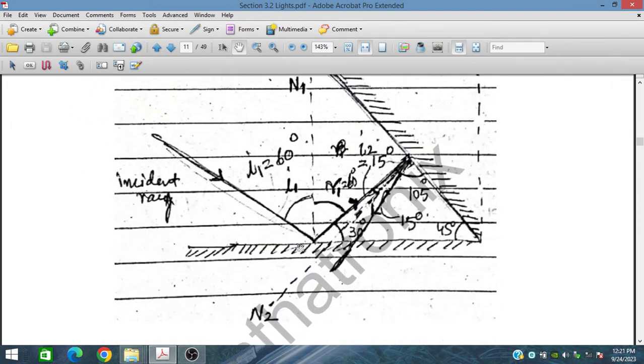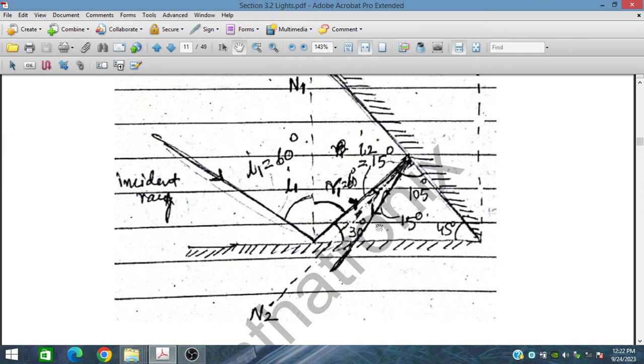So let's see how it will appear, because this is 60 degree, so this will again be a 60 degree. So this is 60 degree. The first reflection is 60 degree, and afterwards, since this is 45 degree and we have the second normal on this second plane mirror, this is 45 degree and this is 90 degree, so this will again be a 45 degree. So this normal with this plane mirror is a 45 degree.